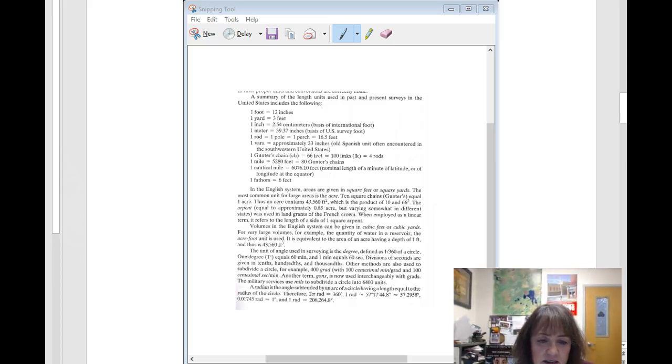Degrees are subdivided into smaller units. A minute is a 60th of a degree, and a second is a 60th of a minute. So you will have numbers written with degrees, minutes, seconds, and we're going to have to convert those as well into decimal degrees or into grads or into radians.